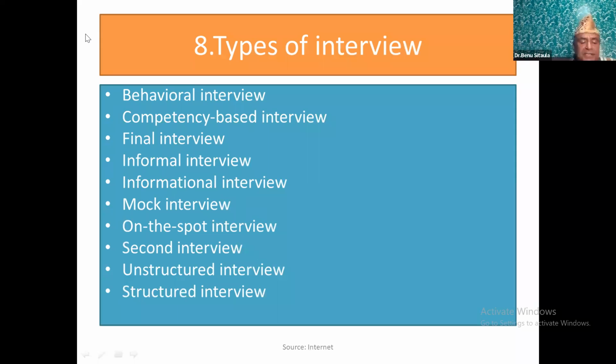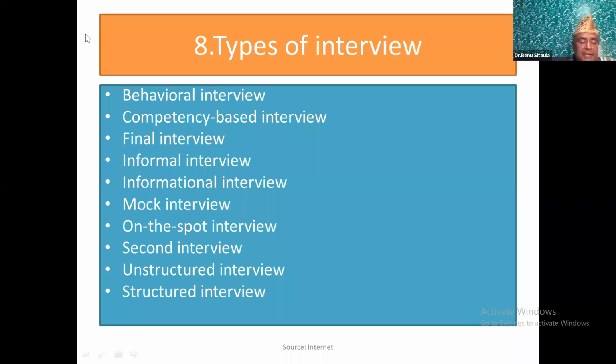Now another type of interview is the competency-based interview. The interviewer will ask the interviewees questions that require you to discuss your skills and experience related to the job, and how you have used them through your career.